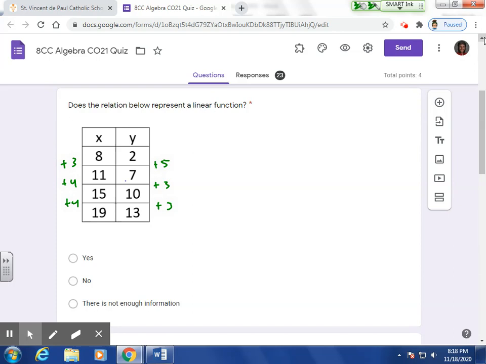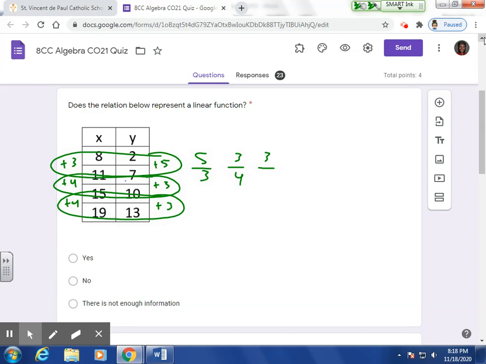Well, okay, let's take a look here. If we go across, we have 5 over 3. Oh, but that's not the same as 3 over 4 and 3 over 4. So 2 of them are constant, but that first one isn't. So no, this would not be a linear function.